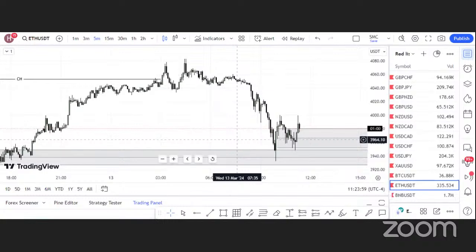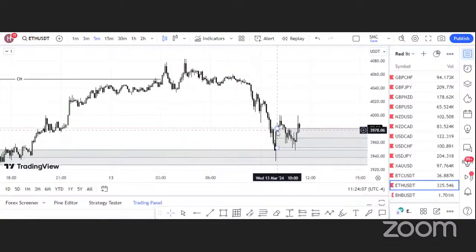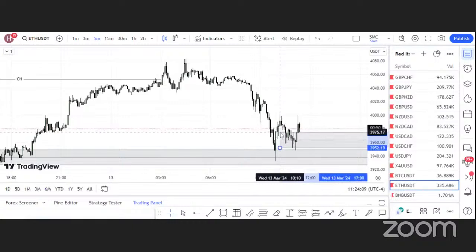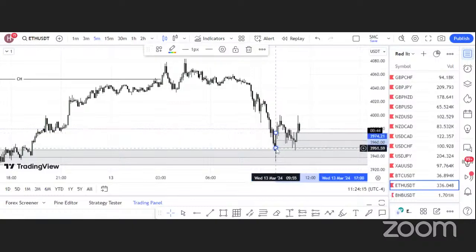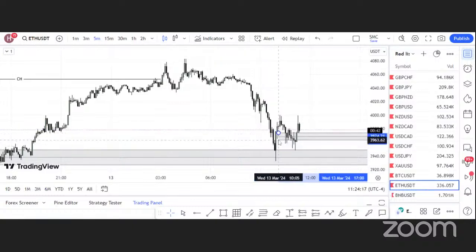Okay, so guys, go to Ethereum USDT. Let's go to Ethereum USDT. So this market is approaching this fair value gap.